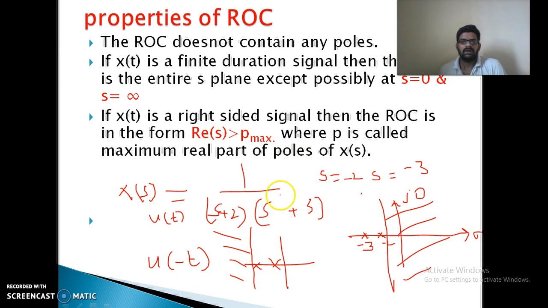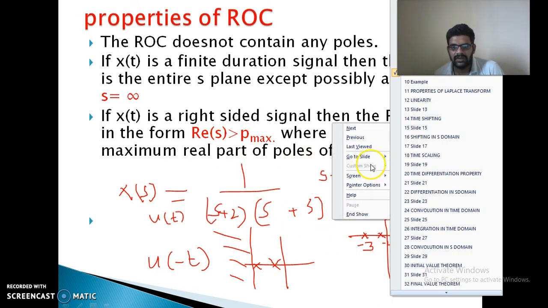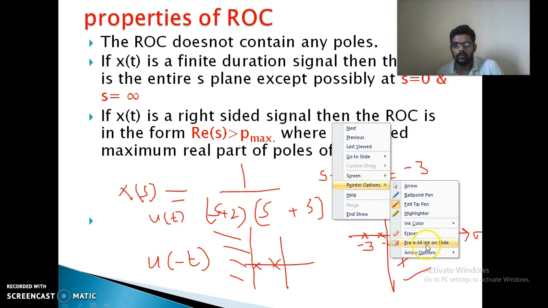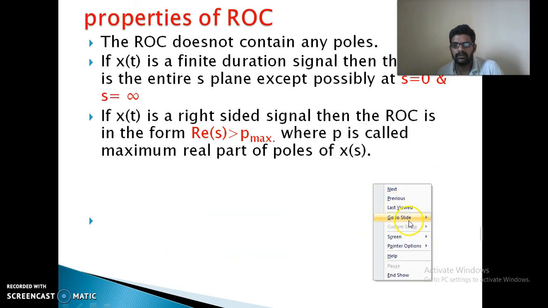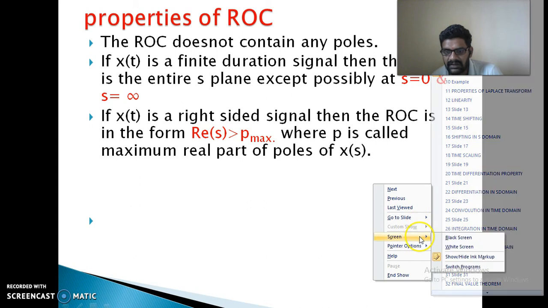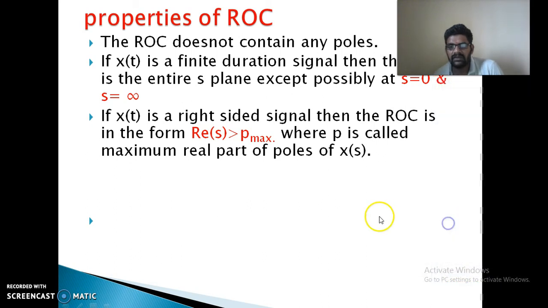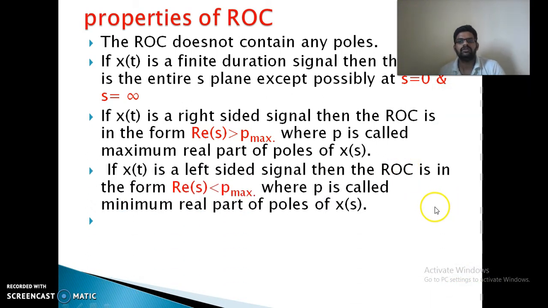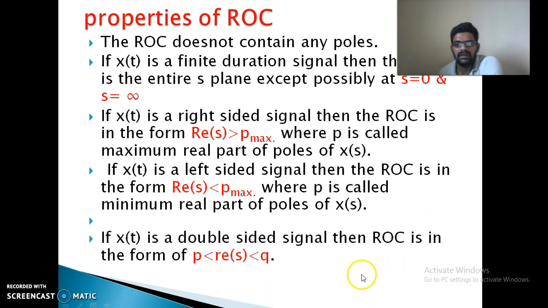So if x of t is a right-sided signal, then the ROC is the right side of the rightmost pole. Similarly, if it is a left-sided signal, then the ROC is the left side of the leftmost pole. If it is a two-sided signal, then the ROC forms a strip in between, where it exists.